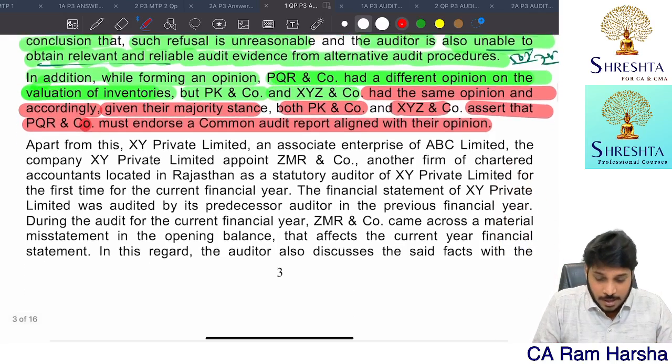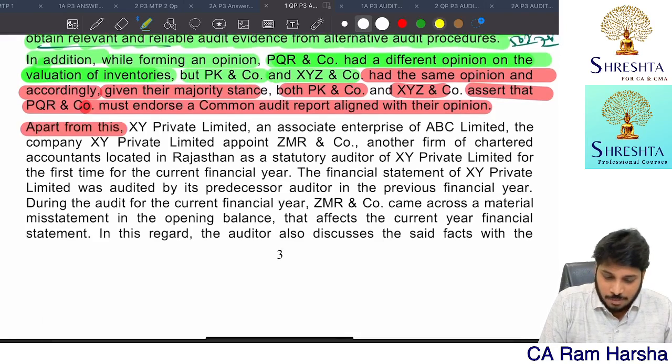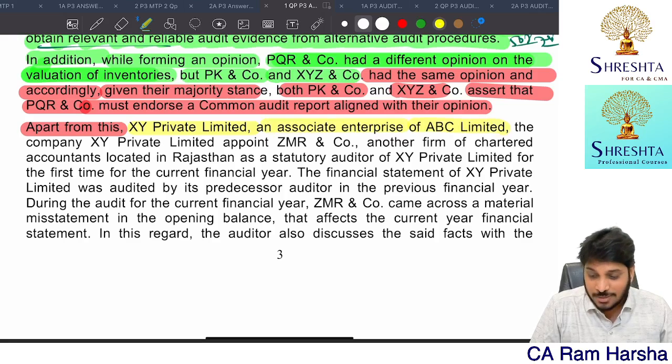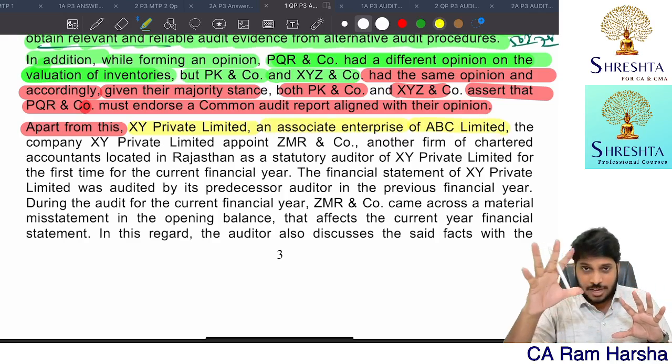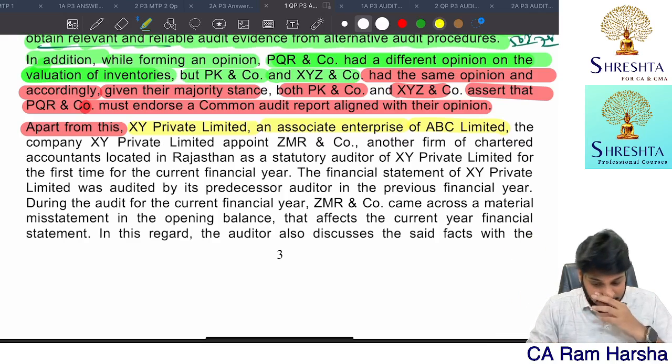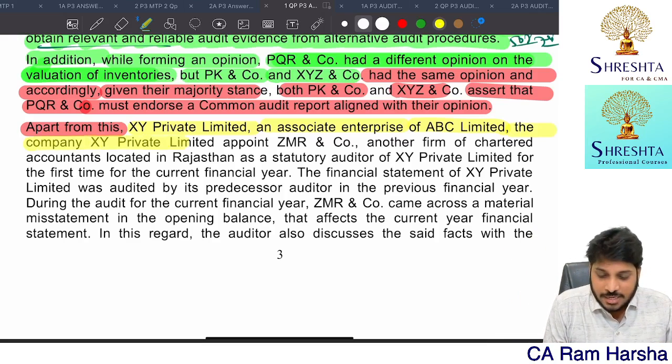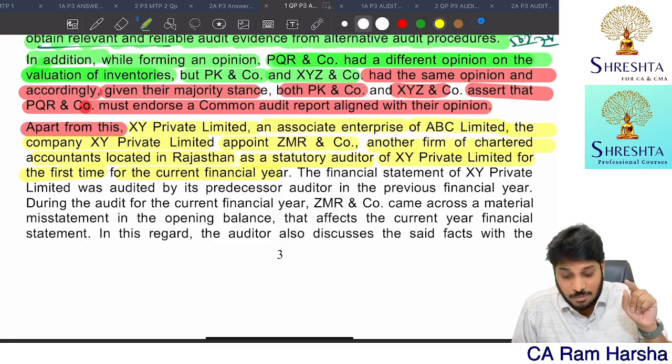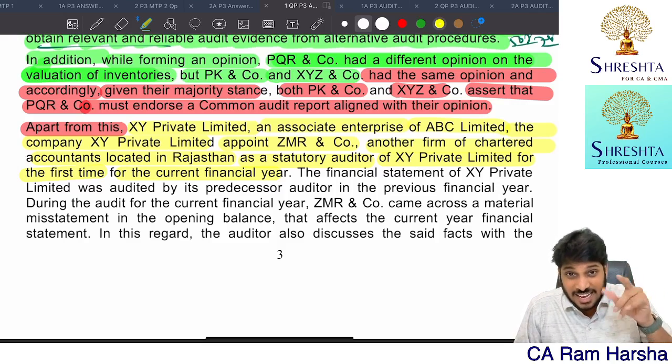Apart from this, a lengthy case study: XY Private Limited, an associate enterprise of ABC. Okay, we 3 auditors know of ABC. ABC has another associate, that is XY Private Limited. The company XY Limited appointed JDMR & Co., another firm of chartered accountants located in Rajasthan, as statutory auditor of XY Private Limited for the first time for the current financial year. Okay, so for JDMR & Co., XY audit is an initial audit engagement.